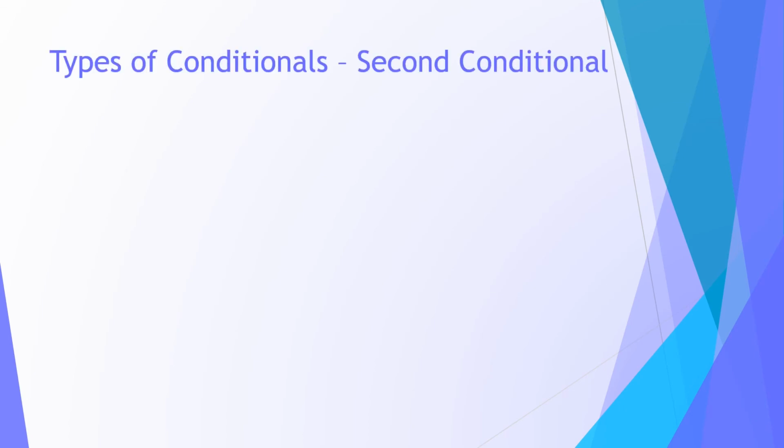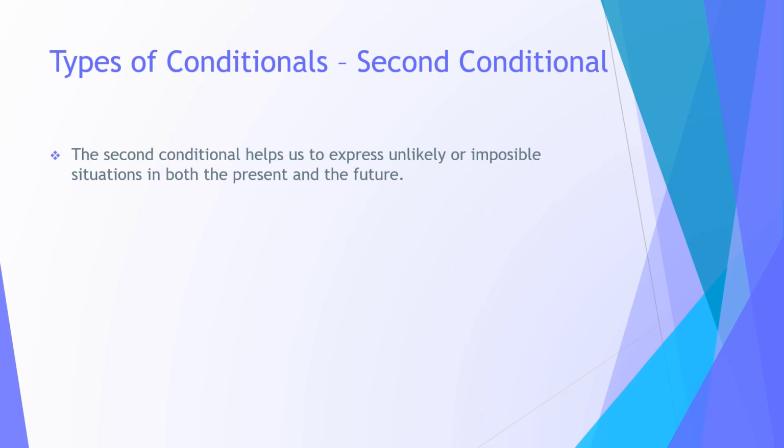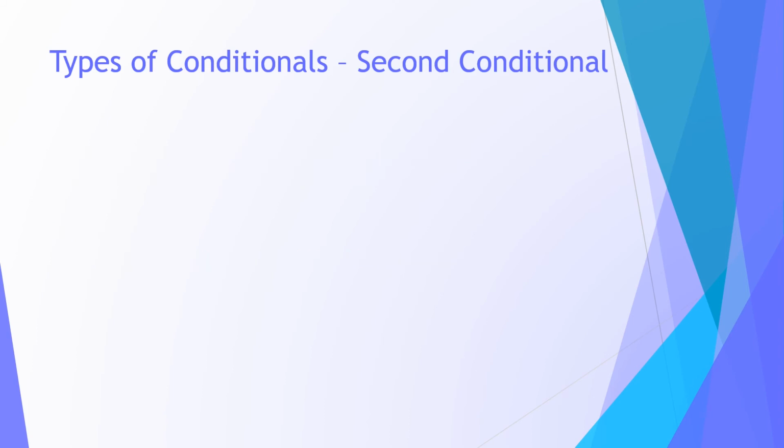Okay. And the second conditional. This is the last conditional that I will look at in this video, and it is called the second conditional. The second conditional helps us to express unlikely or impossible situations in the present or the future. For example, if my legs were longer, I would be able to run faster.